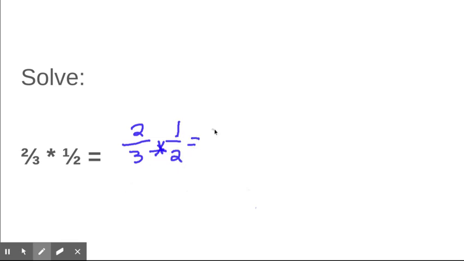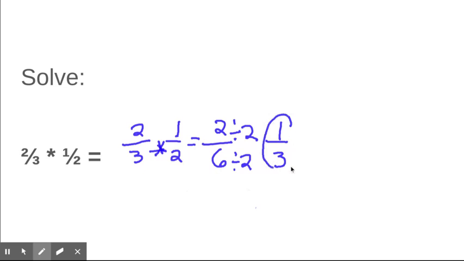All right, 2 times 1 is 2. 3 times 2 is 6. Multiplication of fractions, you just multiply straight across. We always ask ourselves when we get an answer, can it be simplified? And this one can. So I need to ask myself, what number can I divide into both 2 and 6 to simplify it? Correct, 2. 2 divided by 2 is 1. 6 divided by 2 is 3. 1/3 cannot be simplified, so that would be your answer.